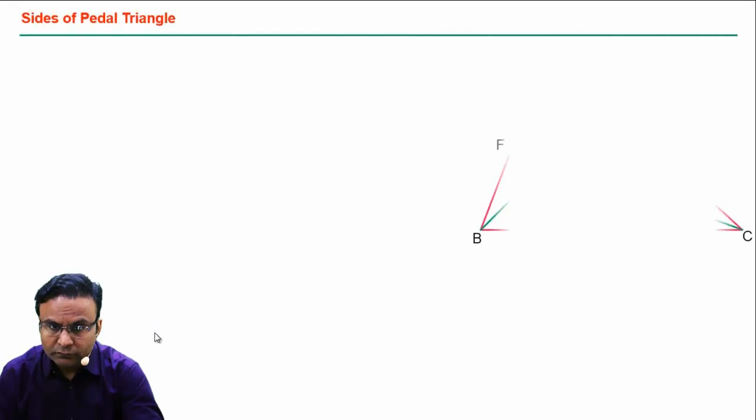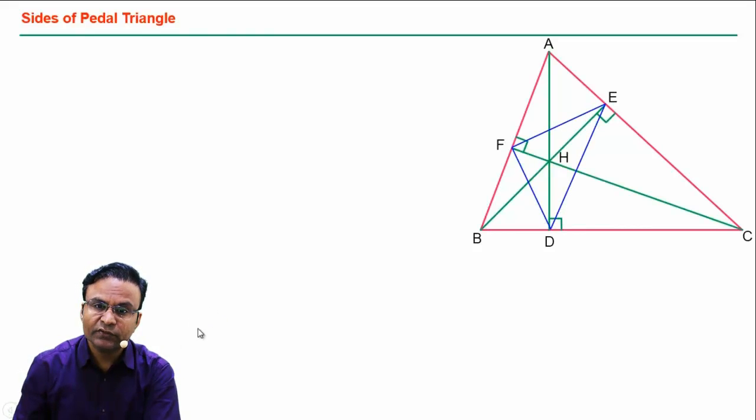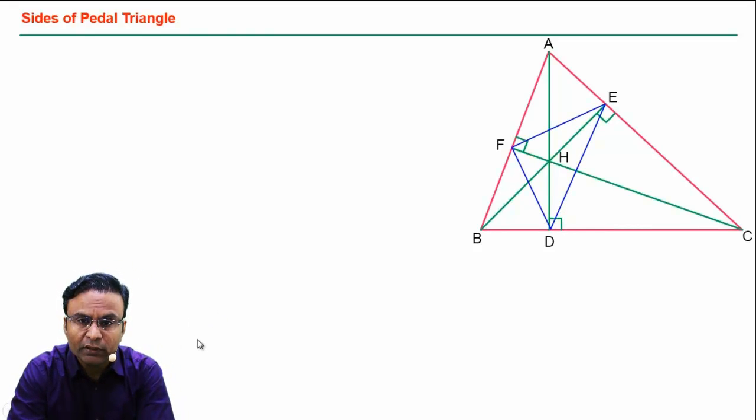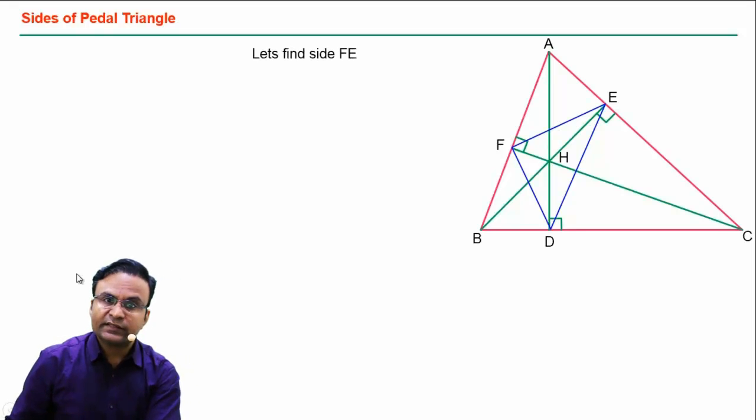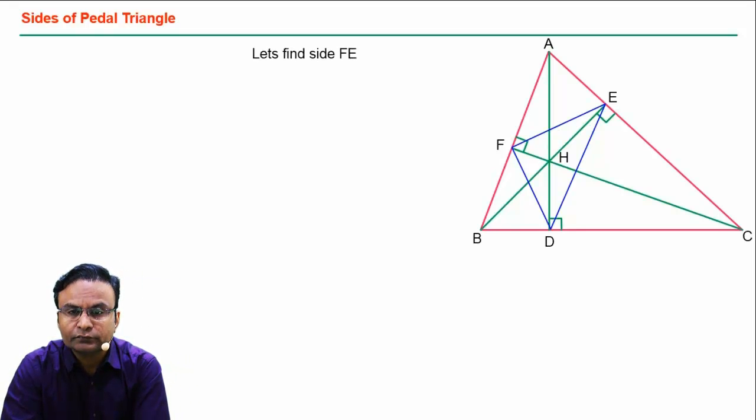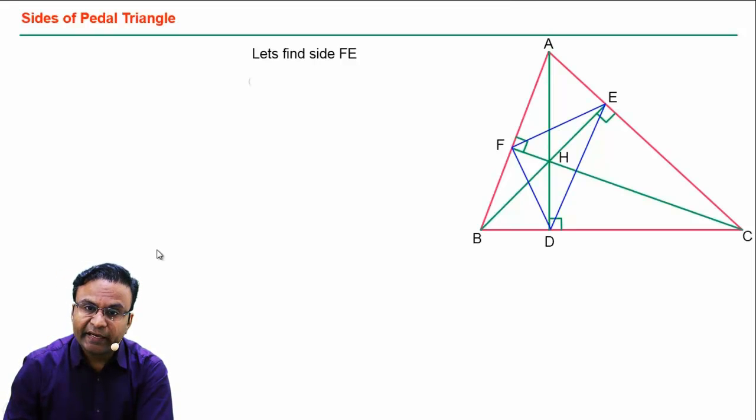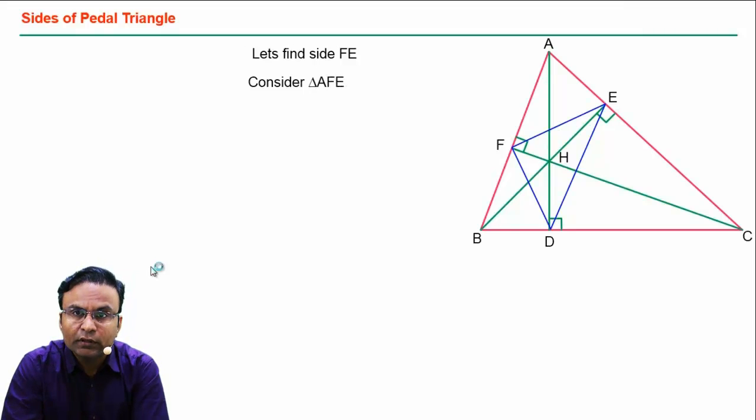After finding the angles of the pedal triangle, now we are interested in finding the lengths of the sides of the pedal triangle. So consider again triangle ABC with pedal triangle DEF. Now we have sides of this pedal triangle DE, EF and FD. Let's find side FE. To get side FE, we can consider triangle AFE. Now try to find some angles and lengths in this triangle.